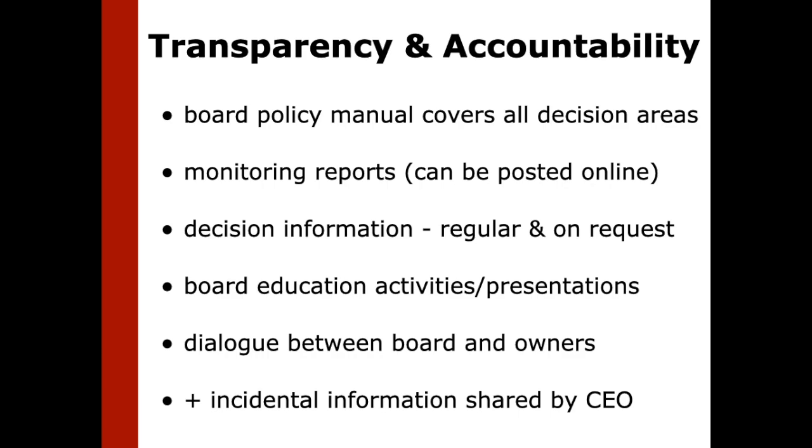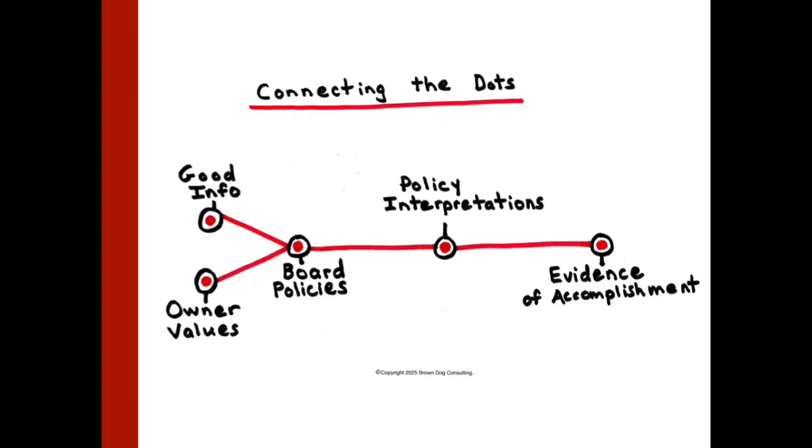So, when it comes to transparency, accountability, and communications, we have a board policy manual that expresses the board's values on everything, monitoring reports that share evidence of the results being accomplished, decision information and board education activities that the board can request as needed or on a regular basis, ongoing dialogue between the board and owners about the purpose of the organization, current and future threats and opportunities, and the results being achieved, plus incidental information that can be shared at any time.